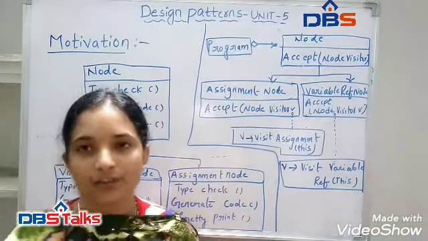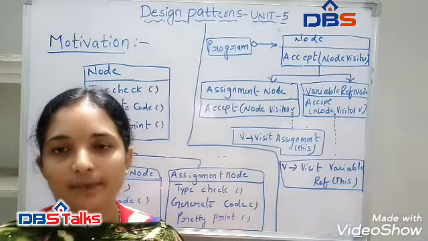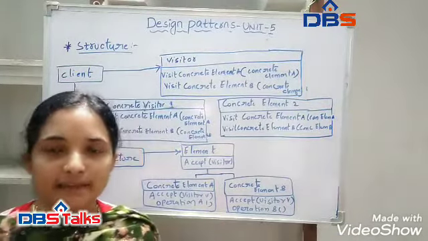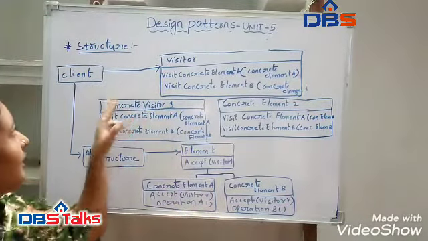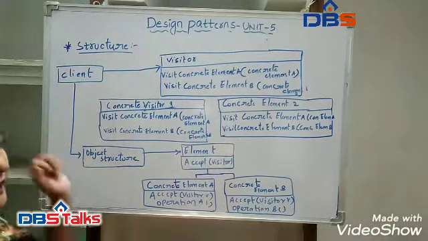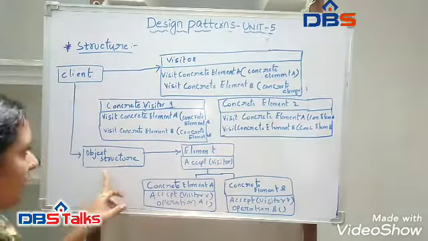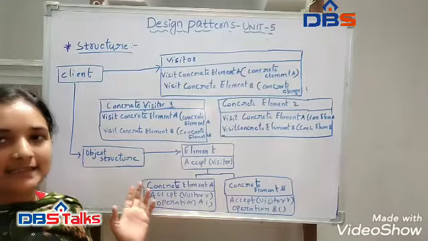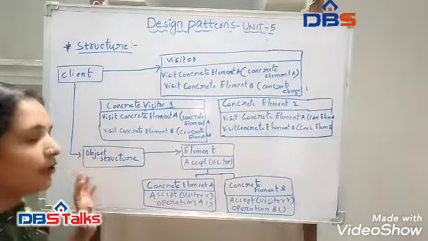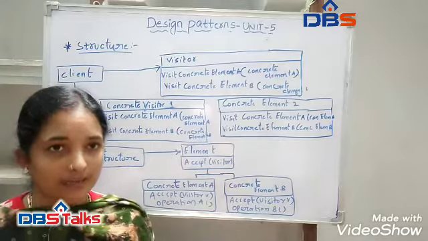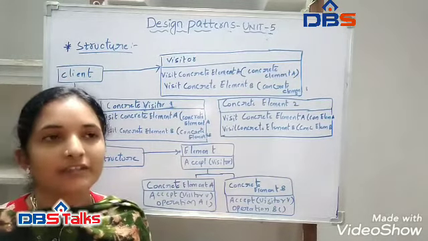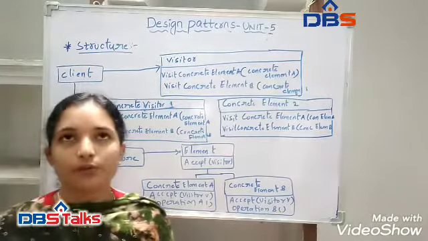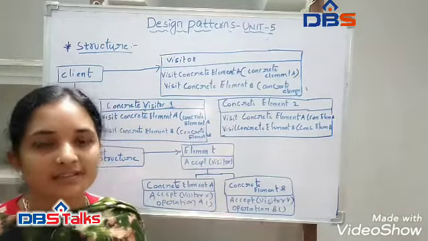Next, coming to the structure. In this structure we have a small image, and we will now explain the structure of the visitor design pattern. Here we have the client, and the client uses the object structure. An example of an object structure is a collection, such as a list and a set. The client wants to perform some kind of operation on each and every element of the object structure. In order to perform that we use the visitor design pattern.